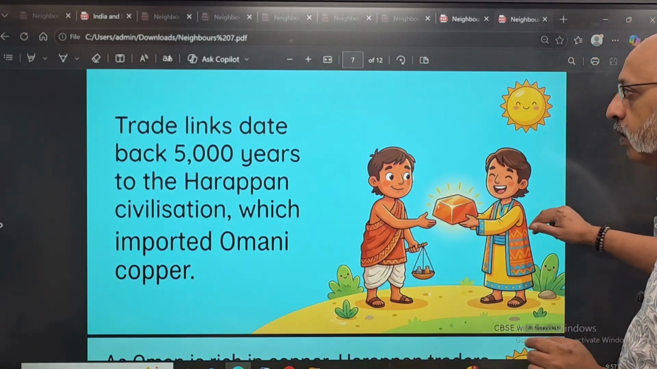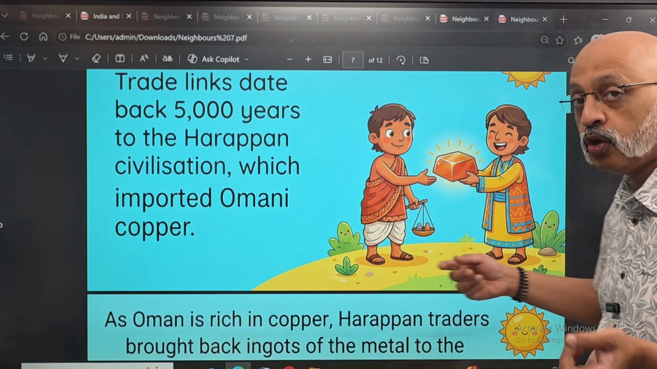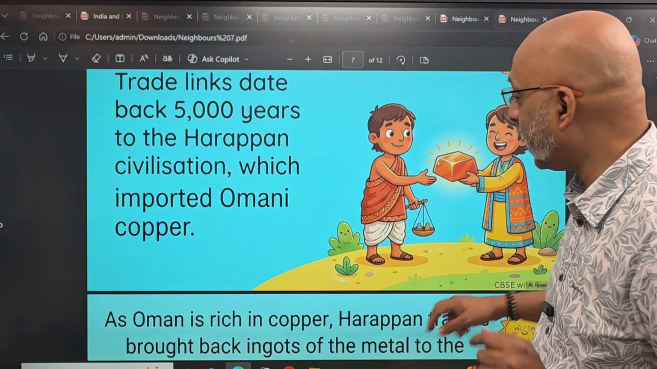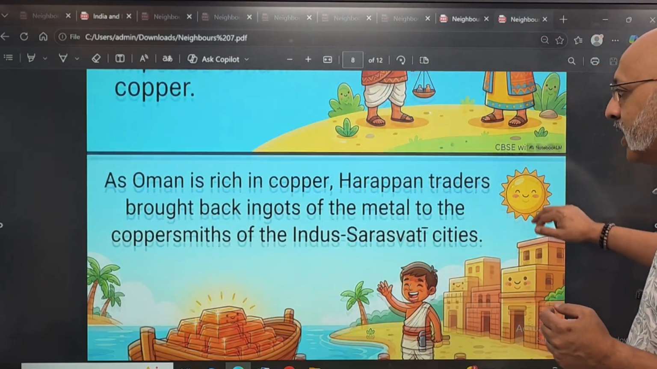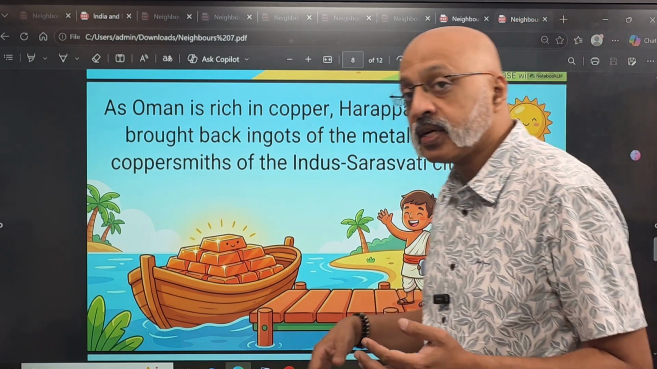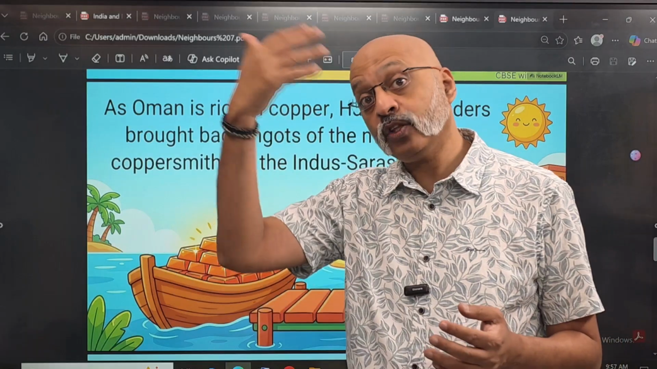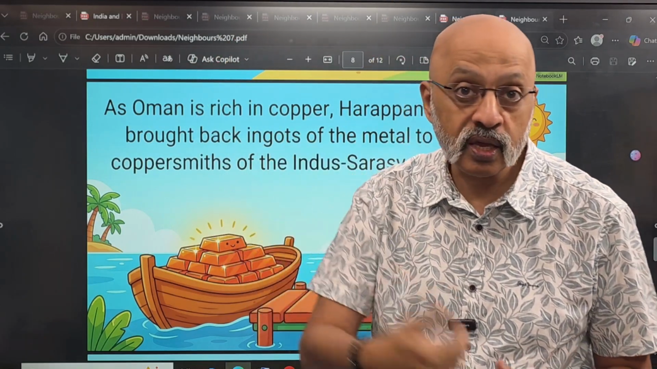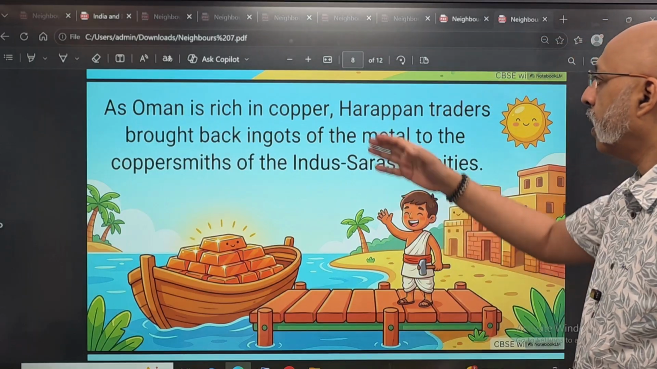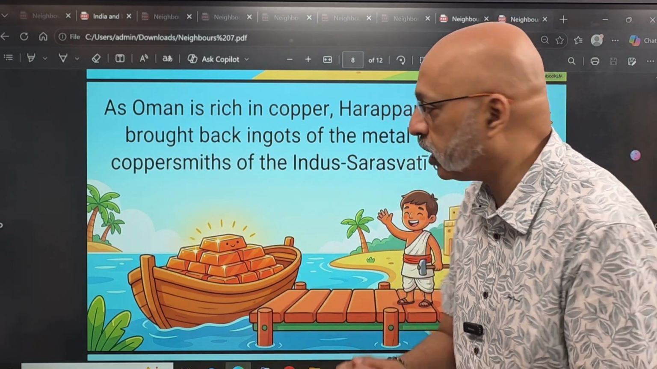Trade links with Oman go back 5,000 years to the Harappan civilization, because we used to import copper from Oman. So it was known as the land of copper. As Oman is rich in copper, and in fact, I remember many of my father's colleagues also went and started working in Oman. Before Sharjah and Dubai became big, Oman was considered the big center as far as Indian workers were concerned, when I say professionals in the telecommunication field.